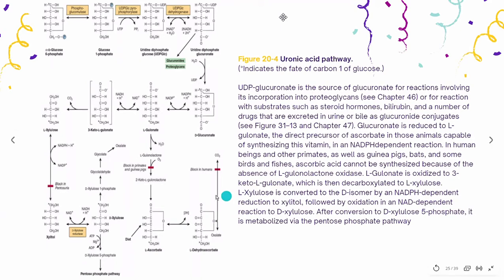Okay. So that's the importance there, no? Of the uronic acid pathway, glucuronic acid, and the enzyme that is blocked, gulonolactone oxidase, so that we cannot form ascorbic acid. Okay?